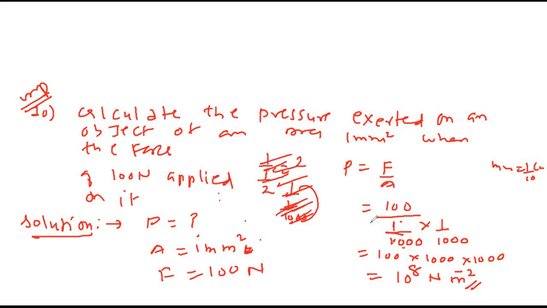Sir, why is it -2? Meter square per meter square goes up, what will it be? Ah, yes. Because 1000 and 1000 went up, that's why it became -2. No, not because of the 1000 it became minus 2. Meter square is in the denominator. When it goes to the numerator, then the power becomes negative.